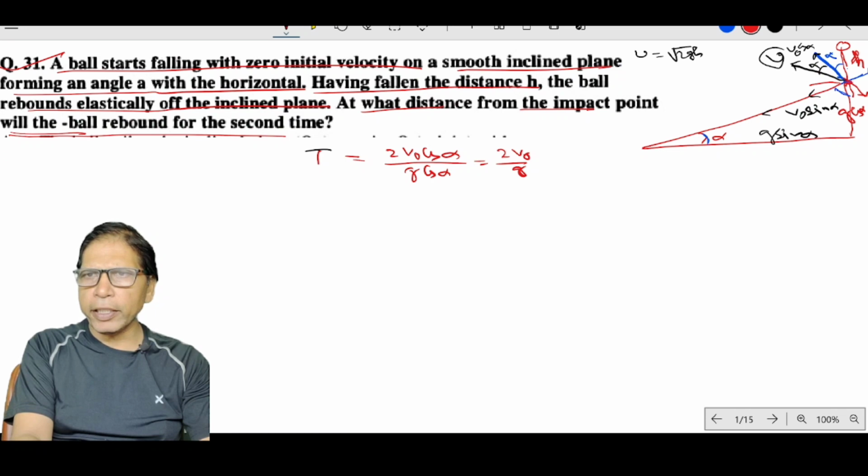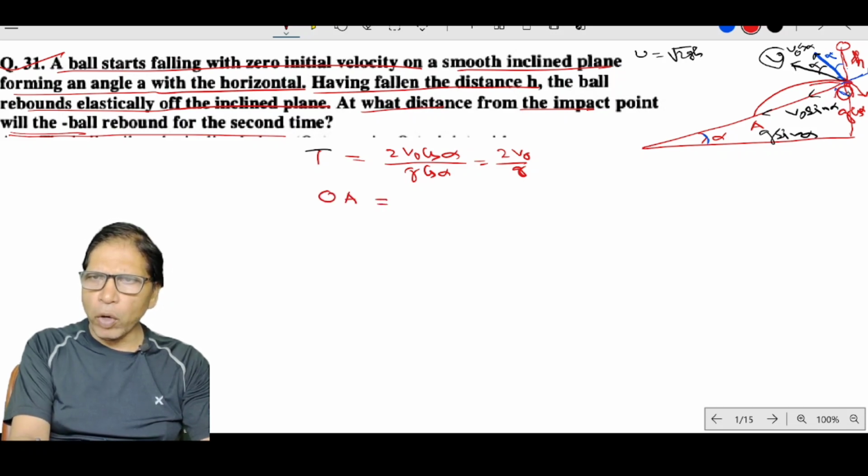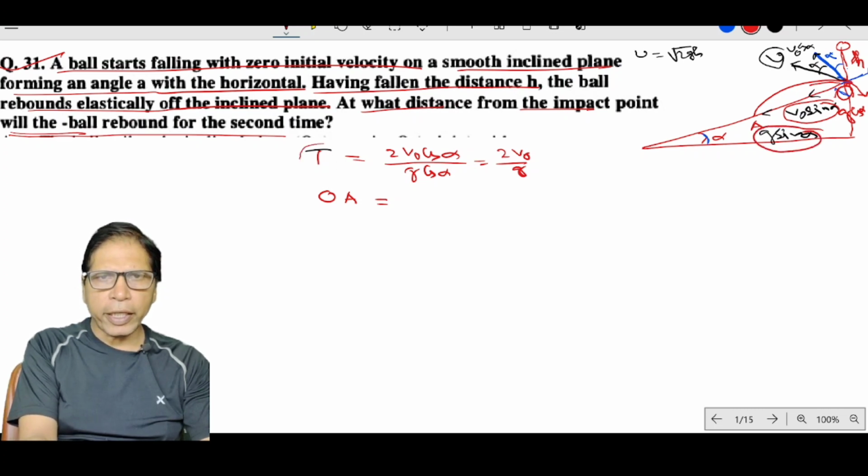Suppose the particle hits the inclined plane again at this point. Now we have to calculate this distance. This is A and this is O, so we have to calculate OA. Along OA, the initial velocity is v naught sin alpha, the acceleration is g sin alpha, and the time of motion is capital T.